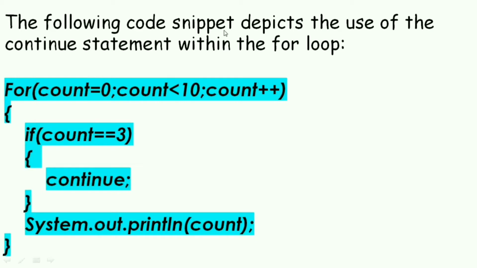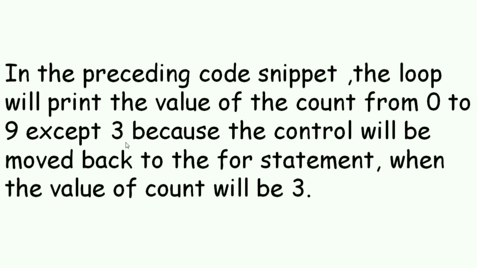The following code snippet depicts the use of the continue statement within the for loop. For count is equals to 0, count is smaller than 10, count plus plus, यानी कि 0 से स्टार्ट होके 10 से लेस ही रहेगा और +1 होता रहेगा. If count is equals to 3, continue, System.out.println(count). In the preceding code snippet, the loop will print the value of the count from 0 to 9 except 3 because the control will be moved back to the for statement when the value of count will be 3.